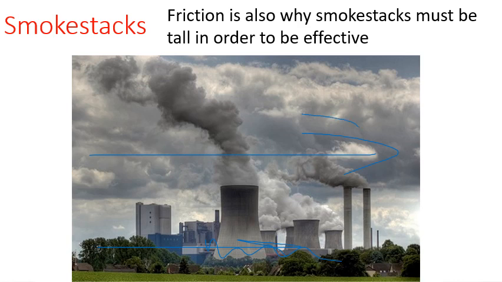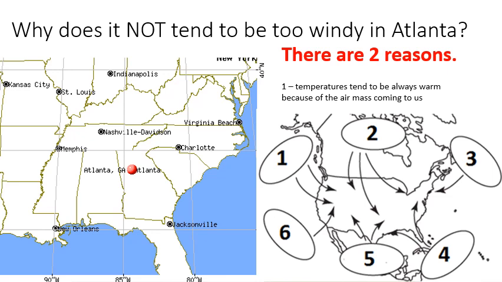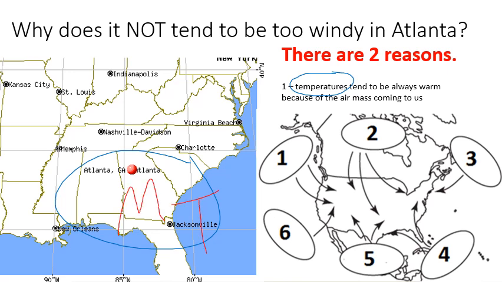Well, where is it windy? It's going to be windier higher up because there's less friction. Now, why does it not tend to be windy in Atlanta? There's two main reasons. The first has to do with temperature. Remember, we pretty much always have warm air because we always tend to have that maritime tropical air mass from the Gulf of Mexico. So we tend to only have the hot part. We don't get a lot of mixing of hot and cold. And we need that difference in temperature in order to cause a difference in pressure, which is going to create wind.